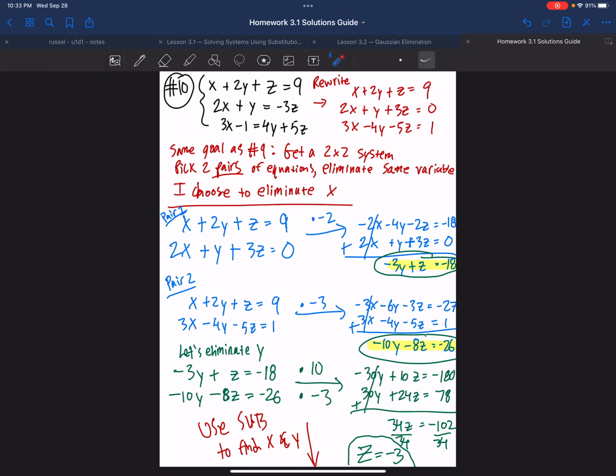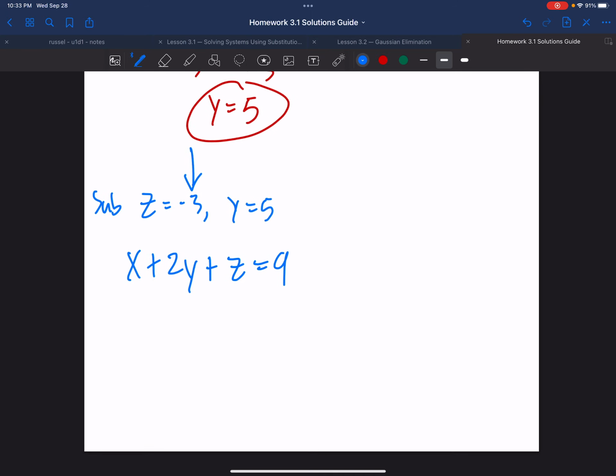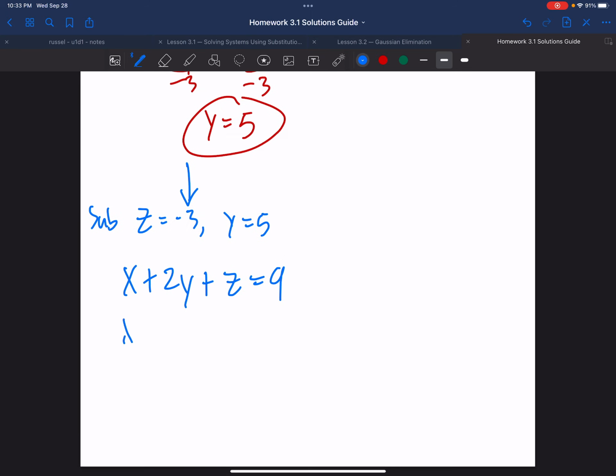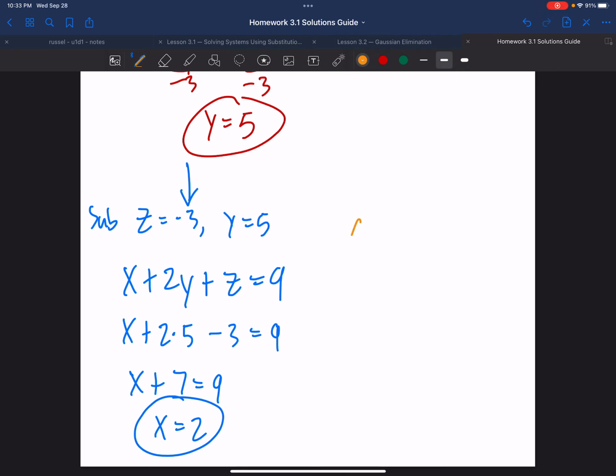I'll choose the top equation: x plus 2y plus z equals 9. And we will just sub those in. Z is -3. So x plus 2 times 5 minus 3 equals 9. X plus 2 times 5 is 10. 10 minus 3 is 7. So subtract 7 from both sides. X equals 2. So final answer, x is 2, y is 5, z is -3. And that's our box.